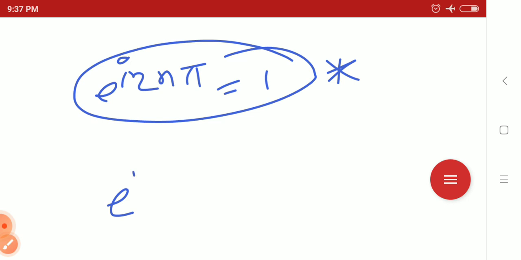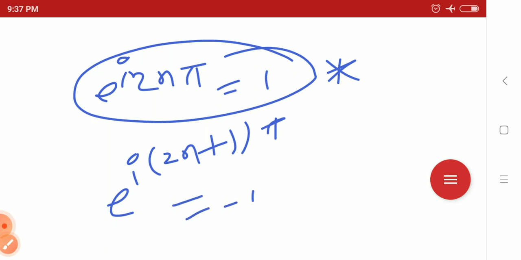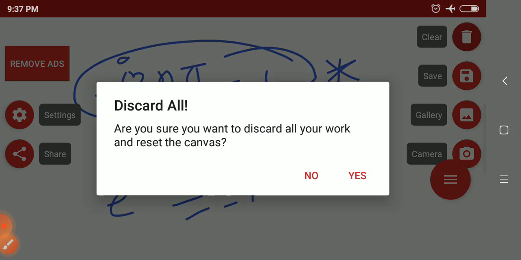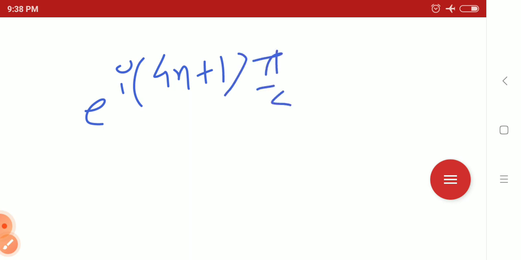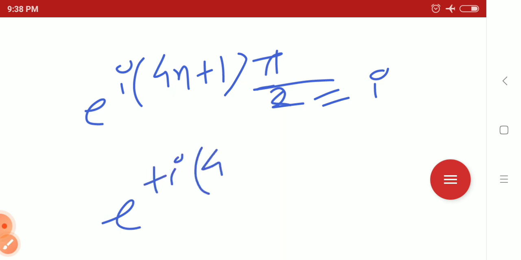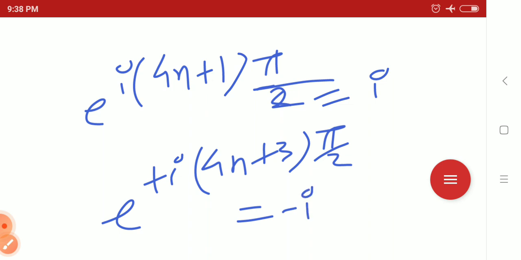Similarly, one important thing: if the coefficient of iota is odd, e to the power iota (2n plus 1) pi, then it will be written as minus 1. Similarly, one more important thing: e to the power iota (4n plus 1) pi by 2 can be written as i. e to the power iota (4n plus 3) pi by 2 can be written as minus i. So this is the important thing that you should all know.